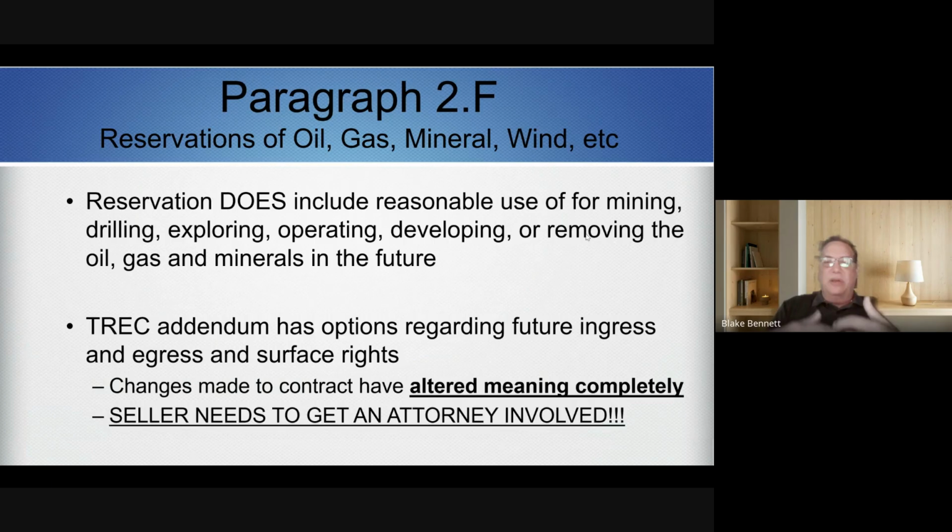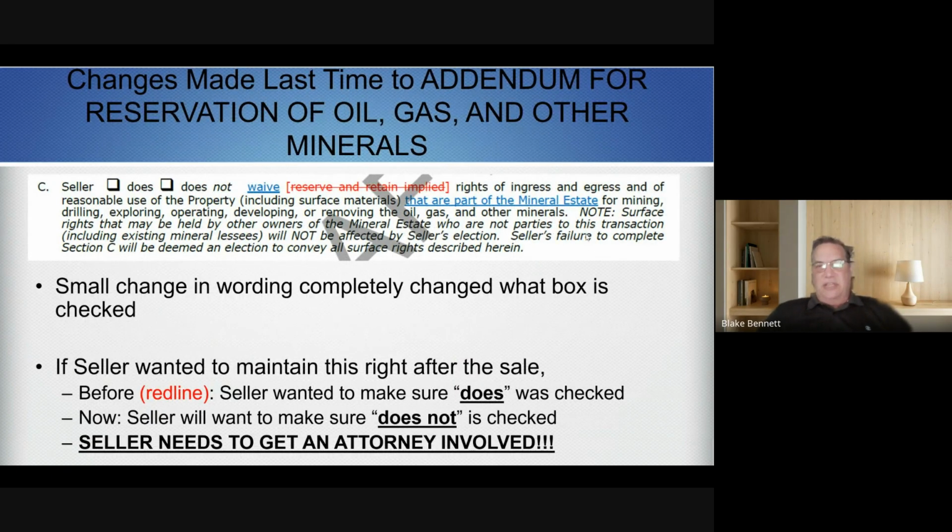Reservation does include the reasonable use for mining, drilling, exploring, operating, developing, or removing the oil and gas and minerals into the future. The TREC addendum has an option. Changes that were made to the contract, not this last time, but the time before, made the addendum flip its meaning. I'm going to show you. This is the addendum for the reservation of oil, gas, and other minerals. This was the red line that we had 2 times ago, not this last time with the contract, but 2 times ago. And the reason I'm bringing it up is because, again, it is completely different.